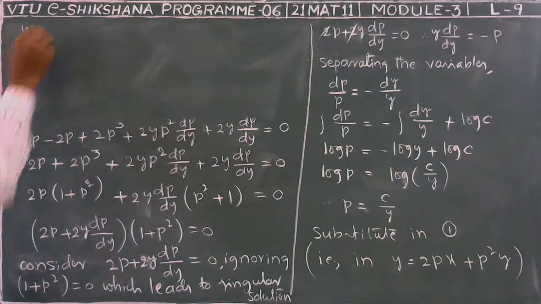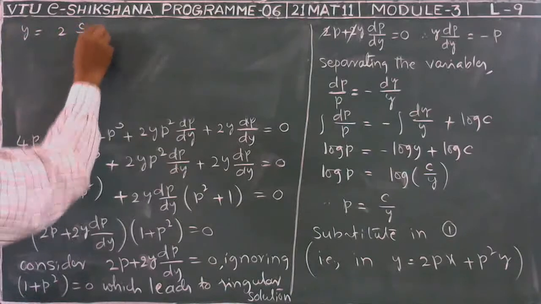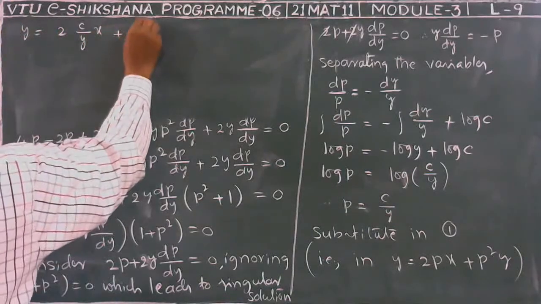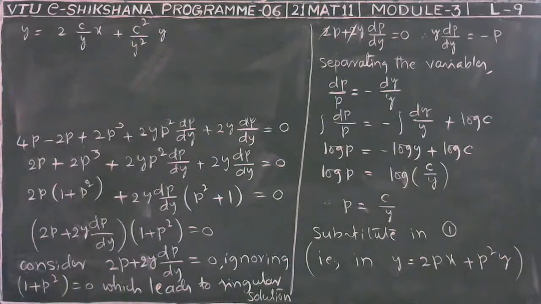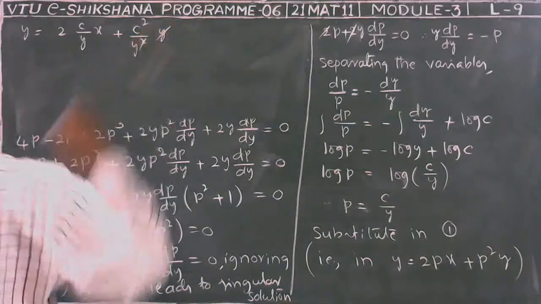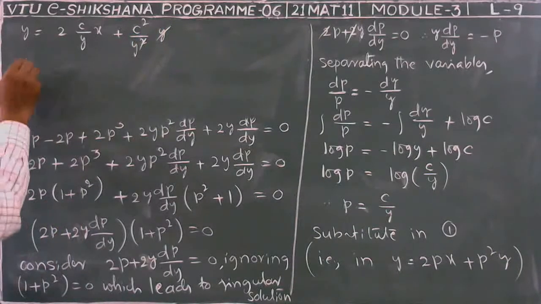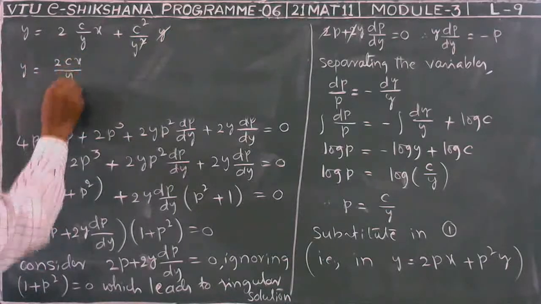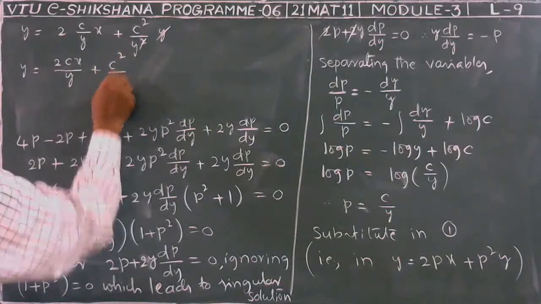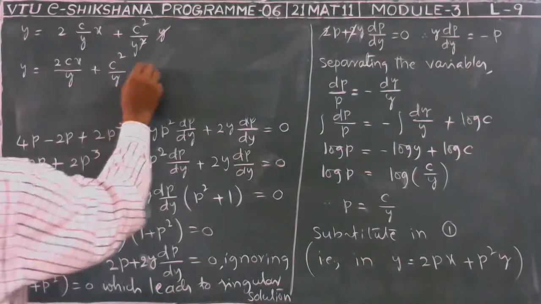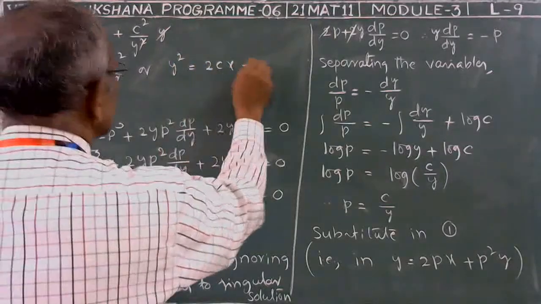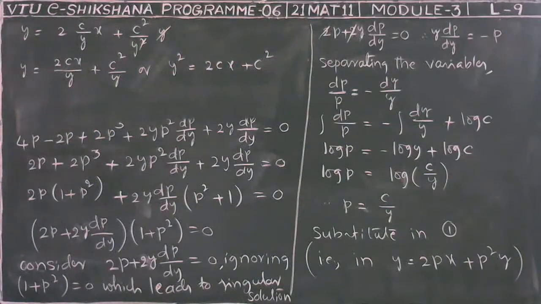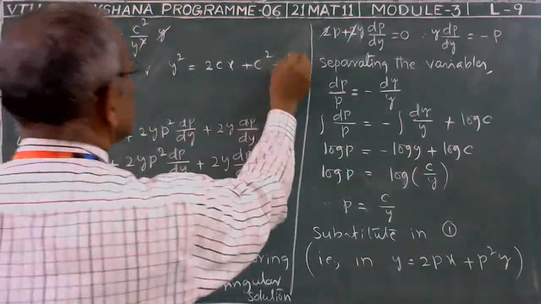So y is equal to 2 into c by y into x plus c square divided by y square into y. Okay. So one y you can cancel here. Then we are left with y is equal to 2cx divided by y plus c square divided by y. Multiplying throughout by y, y square is equal to 2cx plus c square. So which is the required general solution of the given differential equation. Call this equation 2.